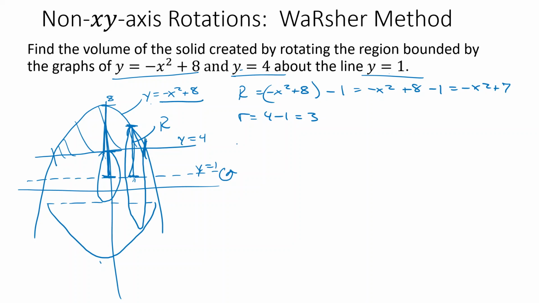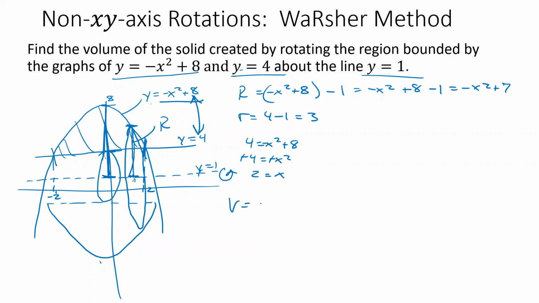To find where they cross, we would have to set these two equal to each other. So we need to set 4 equal to negative x squared plus 8. Subtract the 8. Cancel out the negatives. Take the square root. x equals 2. So they're going to cross here at 2, and they would cross back here at negative 2. But we can just go from 0 to 2 and just double it because it's going to be symmetric.